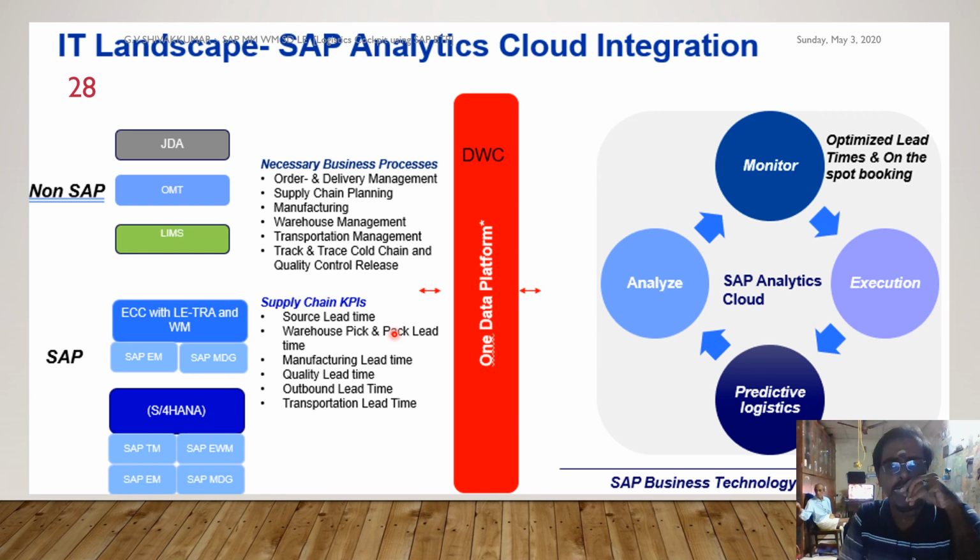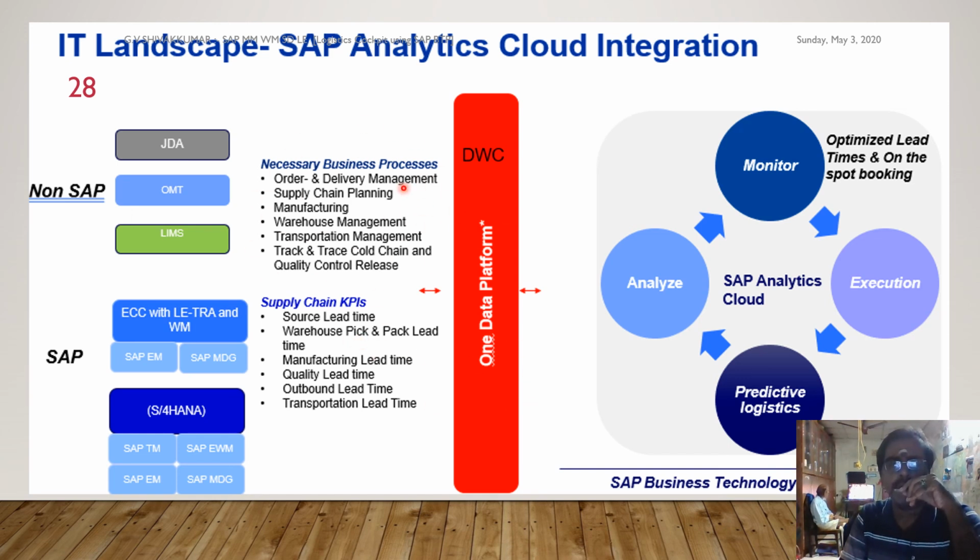So source lead time for procurement, warehouse pick pack lead time for WM, and manufacturing lead time for manufacturing or PP, PP or production planning or production execution, and quality lead time related to QM management, the QM module, and outbound lead time for, again, actual delivery management, and transportation lead time for the TM or LETRA. So I have given each KPI as related to each module in an ERP or SCM module. So these inputs can be connected.